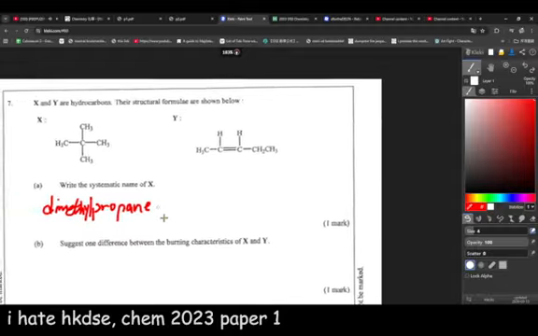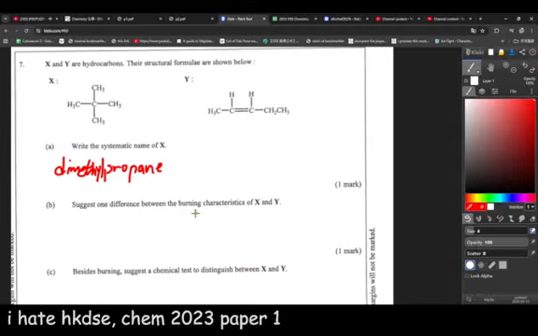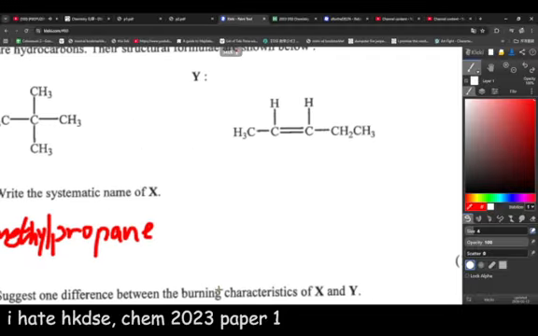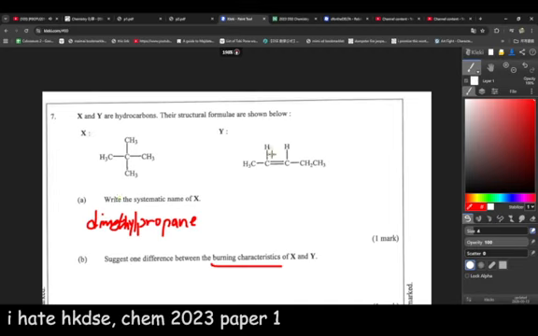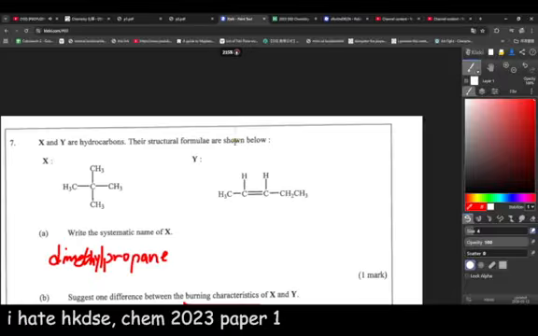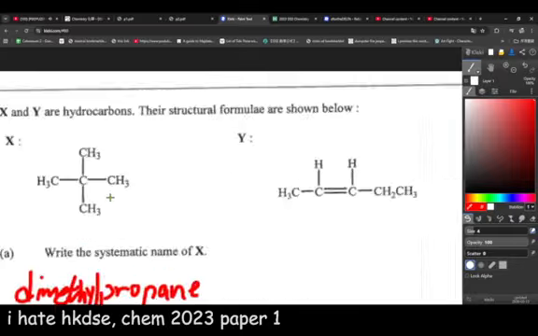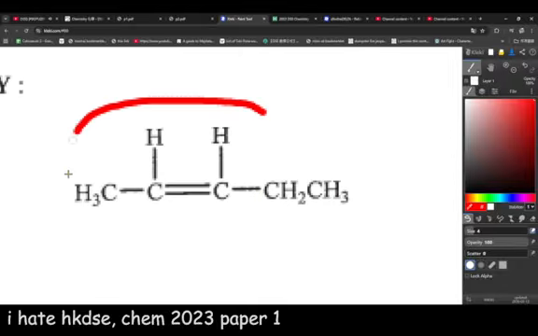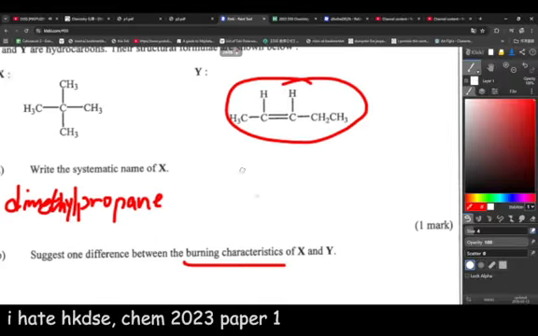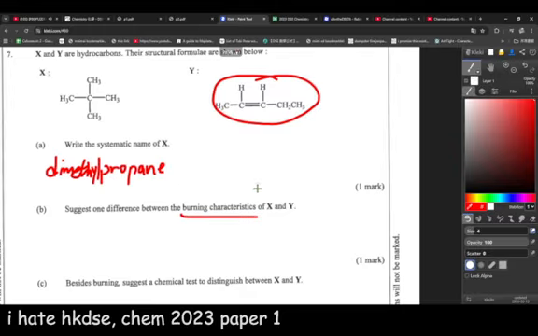Anyways, Y suggests the difference between the burning characteristics of X and Y. Well, burning characteristics mean flame color or sootiness. And which one of these is more sooty? Well, if there's more H's, that means it actually burns less sooty. So because this is more saturated and this is unsaturated, this burns with a more sooty flame. So that's your answer. Y burns with a more sooty flame.